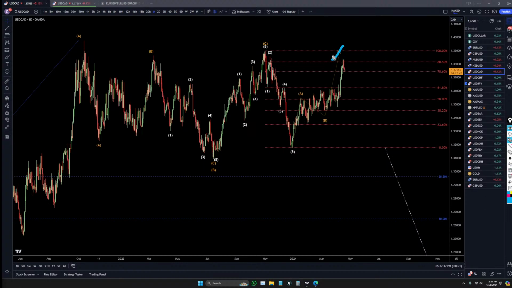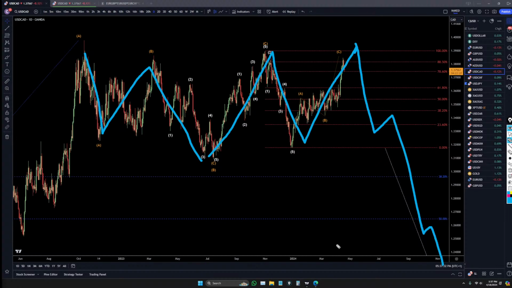It's probably technically not even an ABC anymore. I actually think it's probably more likely either a WXY or a flat, because this is 1, 2, 3 waves down. This I think is forming 1, 2, 3 waves up, and then it's probably going to make 5 waves down, which will be the wave C that I've been talking about for what seems like months.